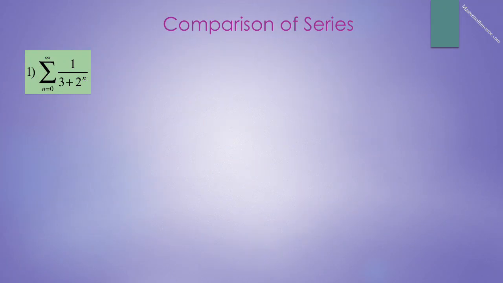Let us first try to determine the convergence or divergence of summation n equals 0 to infinity of 1 over 3 plus 2 to the n. This expression passes the nth term test as the limit as n approaches infinity of 1 over 3 plus 2 to the n is equal to 0, so it could converge.